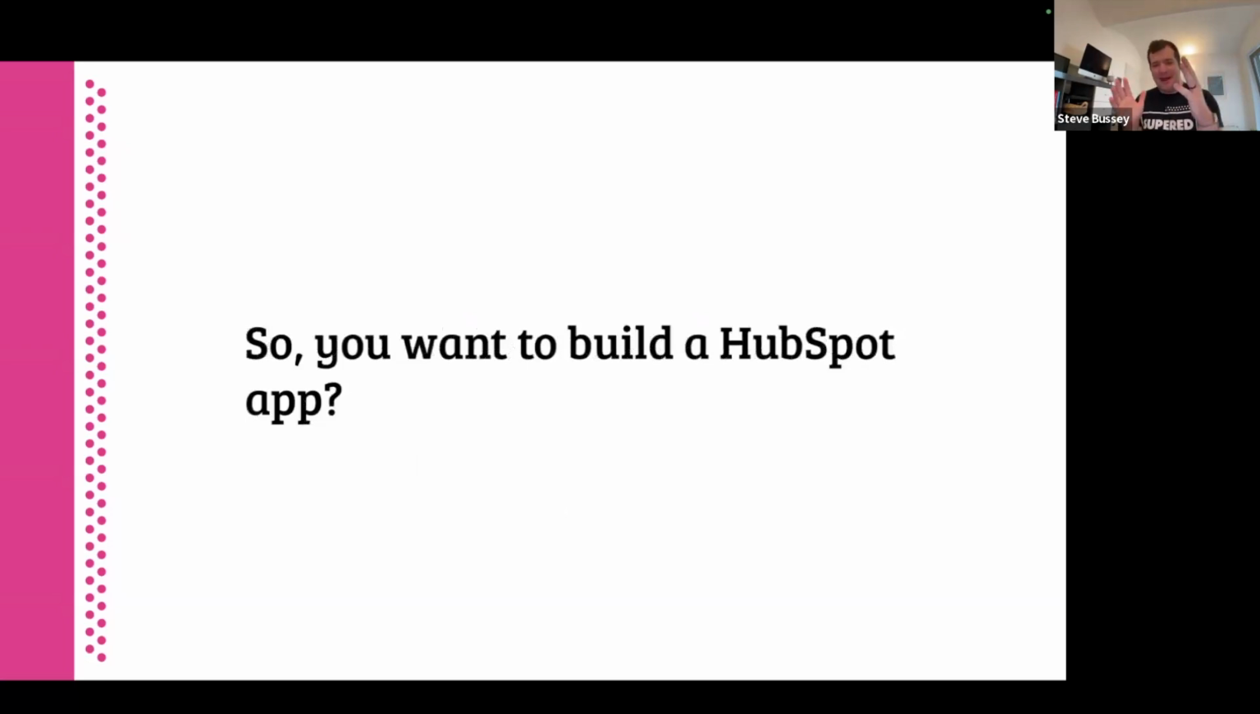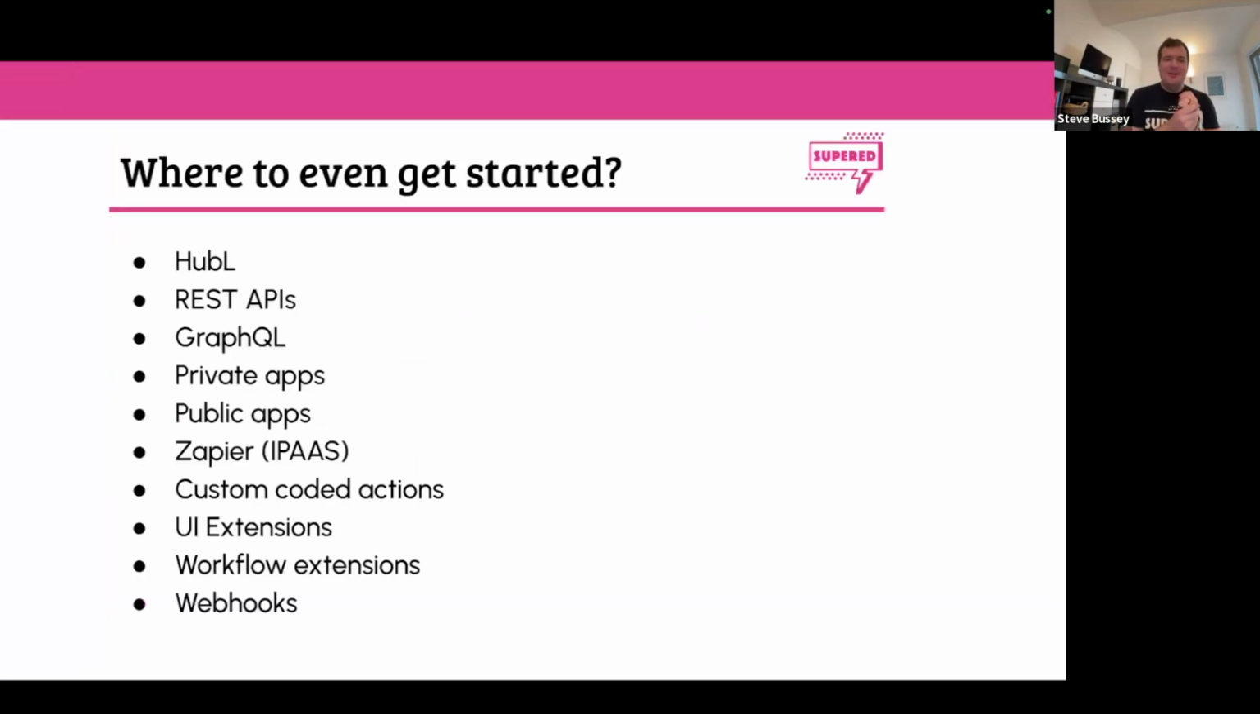So you want to build a HubSpot app. And then you look and you see, all right, you have HubL, you have REST APIs, you have GraphQL, you have private apps, you have public apps, you have Zapier. Do I use Zapier? Do I use something else? You have custom coded actions, UI extensions, workflow extensions, webhooks. I just 5 minutes ago learned that there's a new one that just released in September called CRM embeds. You have all these different options for what to do.